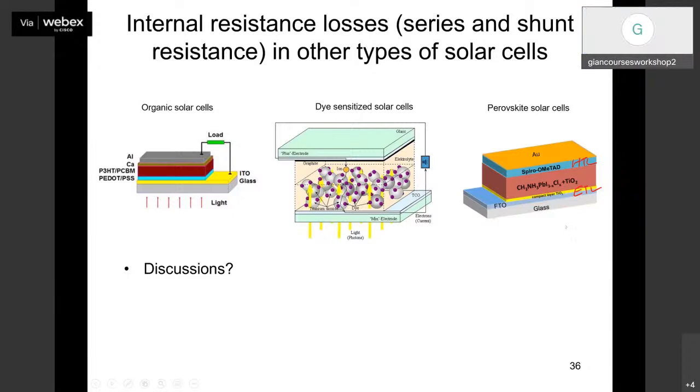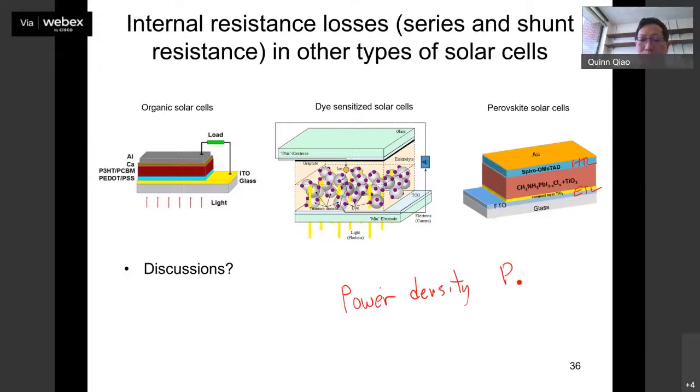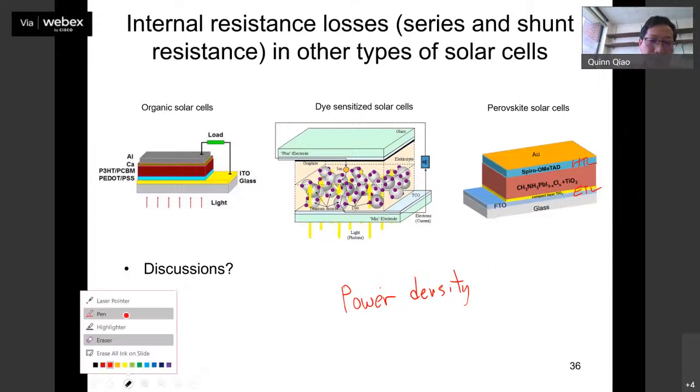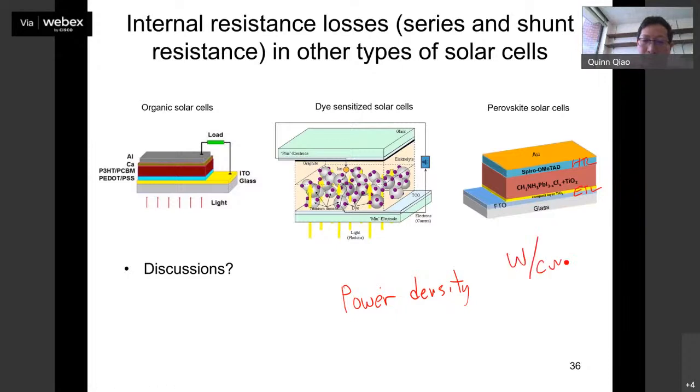He's asking, what is the general range of maximum power for the solar cell? So maximum power for the solar cells, is that the question? Yes, sir. Okay, so typically, if we talk about the power, we also talk about the power density. We call this power in watt per centimeter square, right?